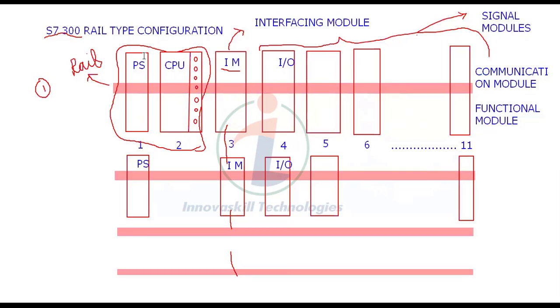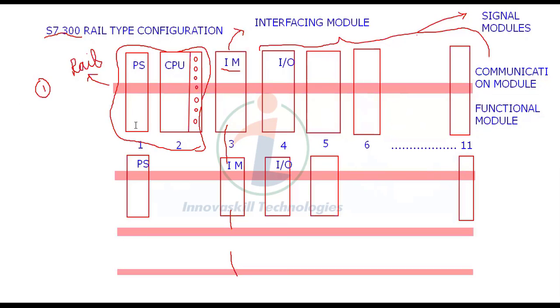So these are the different modules. First is the power supply module, next the CPU, after that the interfacing module, then signal modules, after that communication modules, next functional modules. These are the different modules which are available in S7300.